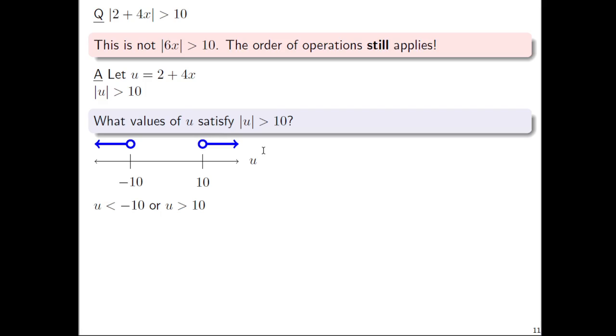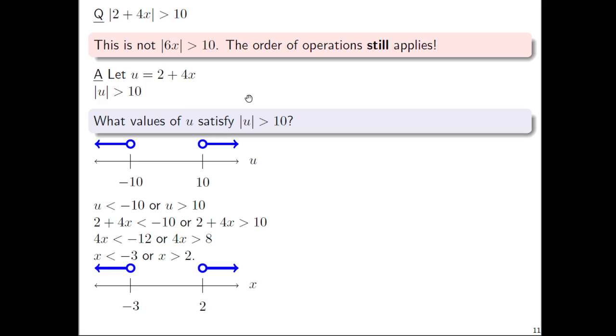Now that we have solved for u, this is the time to replace each u here with 2 plus 4x. So 2 plus 4x is less than -10, or 2 plus 4x is greater than 10. Now we're going to need to subtract 2 on both sides of both inequalities, and then divide by 4 on both sides of both inequalities. We end up with x is less than -3, or x is greater than 2. We can draw that on a number line, and we can also write that in interval notation.